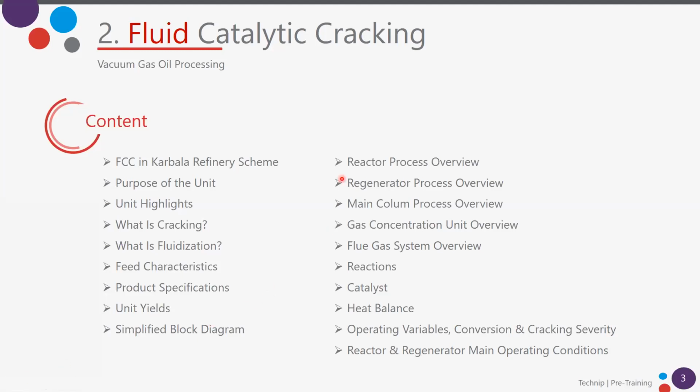We will talk a little bit also about the reactor process overview, the regenerator, the main column, the gas concentration, and the flue gas system. We will talk about reactions and catalysts. We will see the heat balance around the reactor and the regenerator. We will talk about the operating variables, and at the end we will see some of the main operating conditions in the PFD for the reactor and the regenerator.